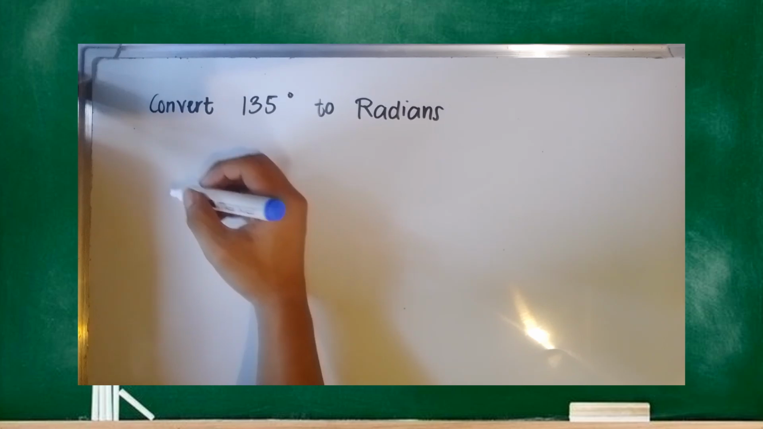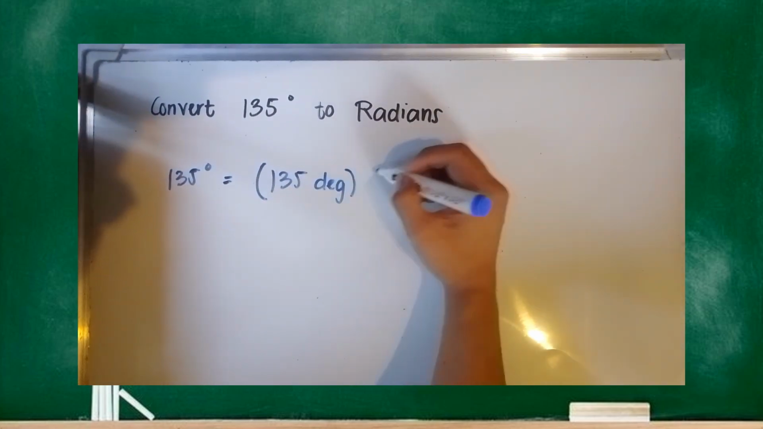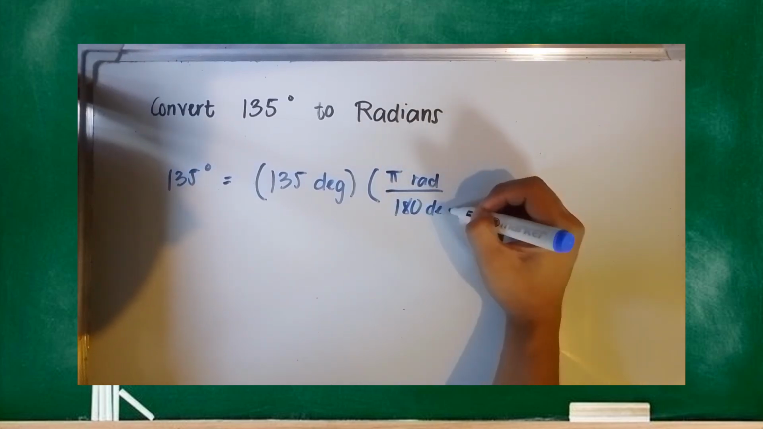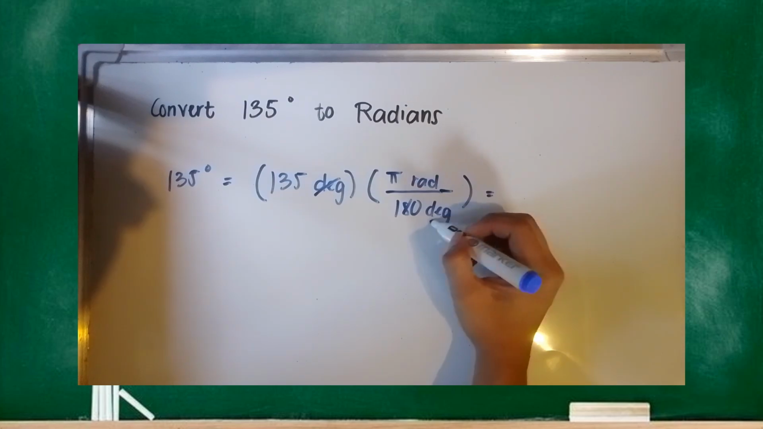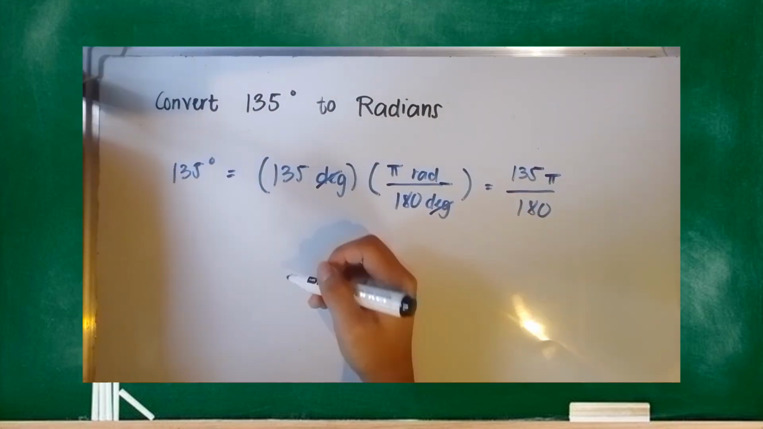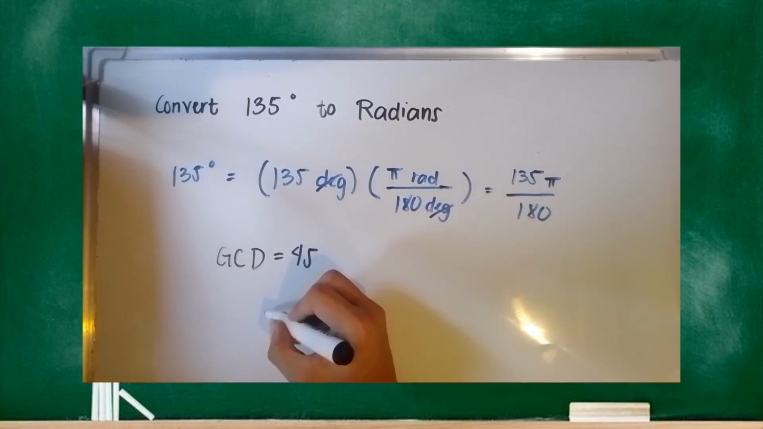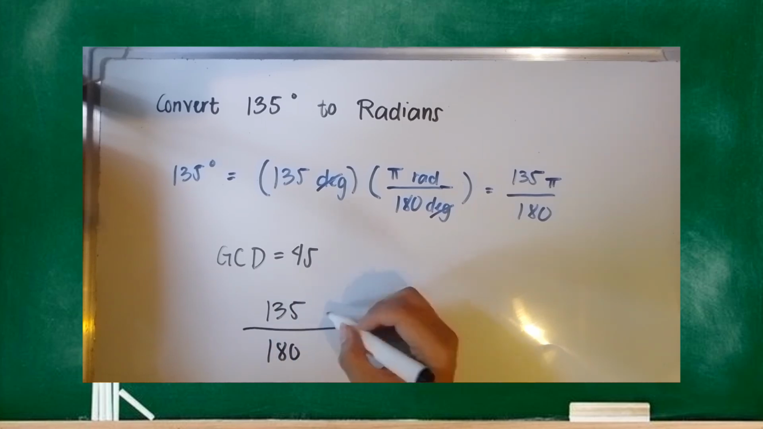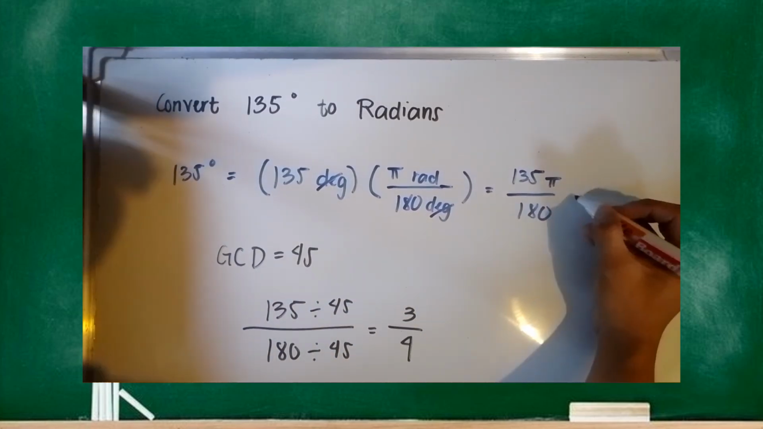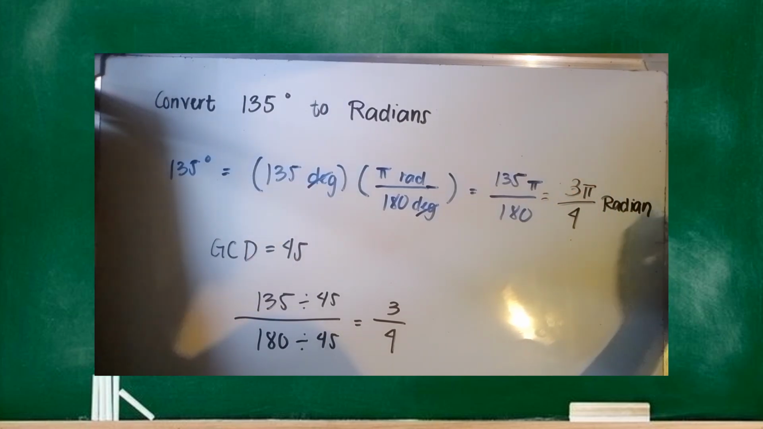Let's try this. Convert 135 degrees to radians. Step 1. Use the conversion formula. Step 2. Substitute 135 degrees. Step 3. Multiply the numbers. Step 4. Simplify the fraction. Find the greatest common divisor or GCD of 135 and 180, which is 45. So 135 degrees in radians is 3 pi over 4.